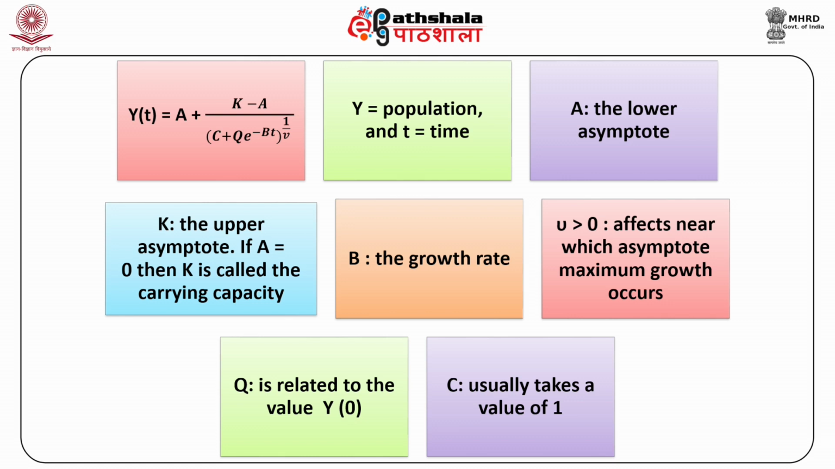where y is the population, t is time, and the parameters are: a is the lower asymptote and k is the upper asymptote. If a is equal to 0, then k is called the carrying capacity. b is the growth rate, and nu, which is greater than 0, affects near which asymptote the maximum growth occurs. Q is related to the value y0, and C usually takes the value of 1.